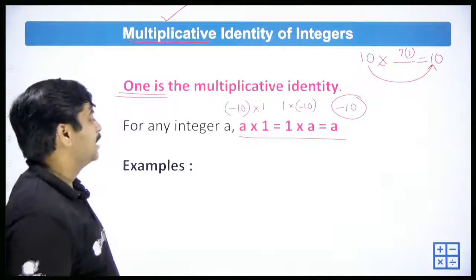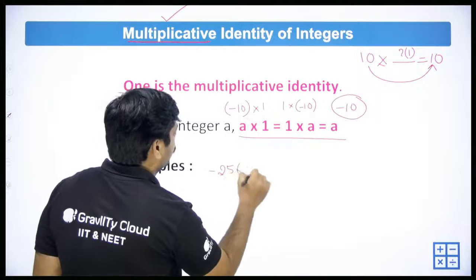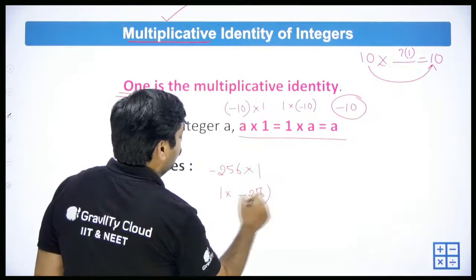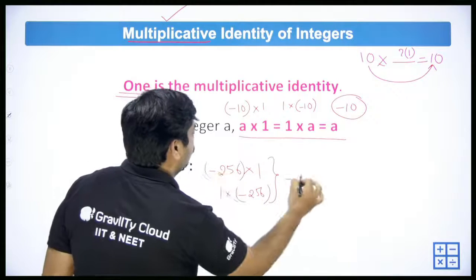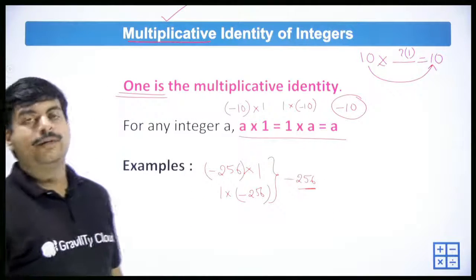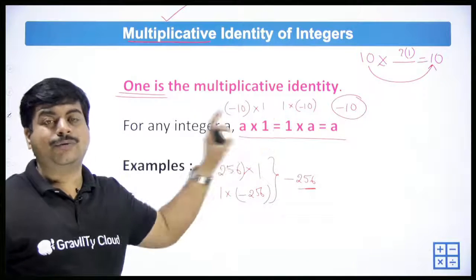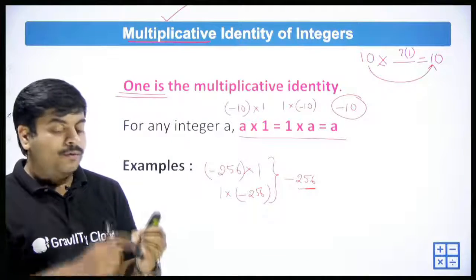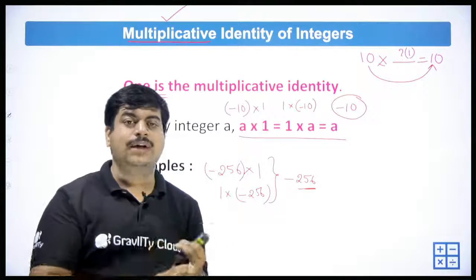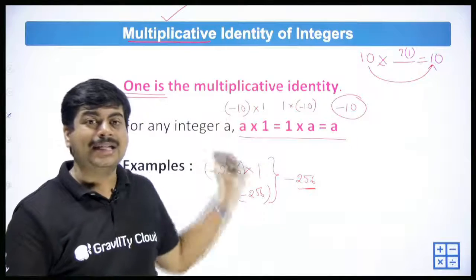Right? So for example, it's the same kind of example we can take. Minus 256 into 1 or 1 into minus 256, both will give you the same answer, minus 256. Same identity will reflect back. Multiplicative identity. We discussed additive identity, which is 0. Additive inverse, which is minus A for A. Multiplicative identity, which is 1.